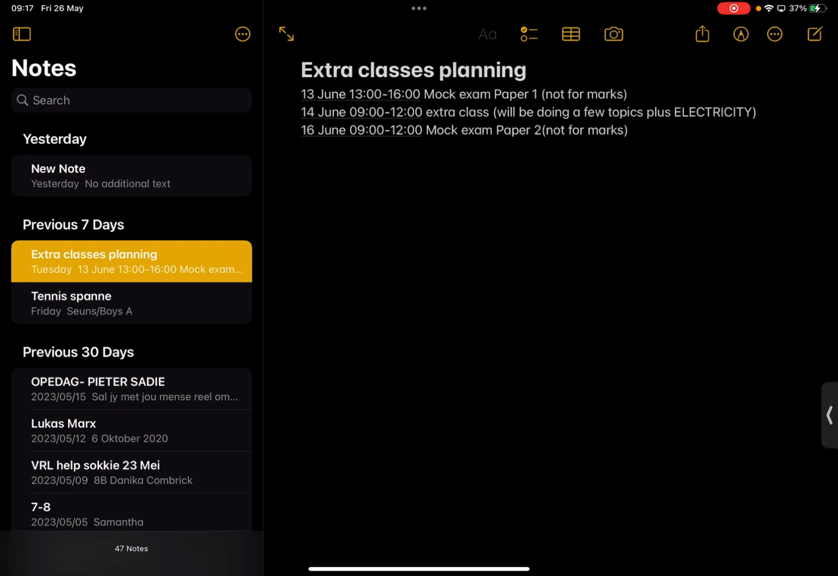The extra classes: you write on the 15th, you write paper 1. So on the 13th, in the afternoon, after you've written life sciences, we're going to do the mock exam together. You're not going to write an exam that counts for marks; we're going to do it together. Go through the question paper. I received it yesterday, it's 2 hours, 100 marks, and we'll do it together.